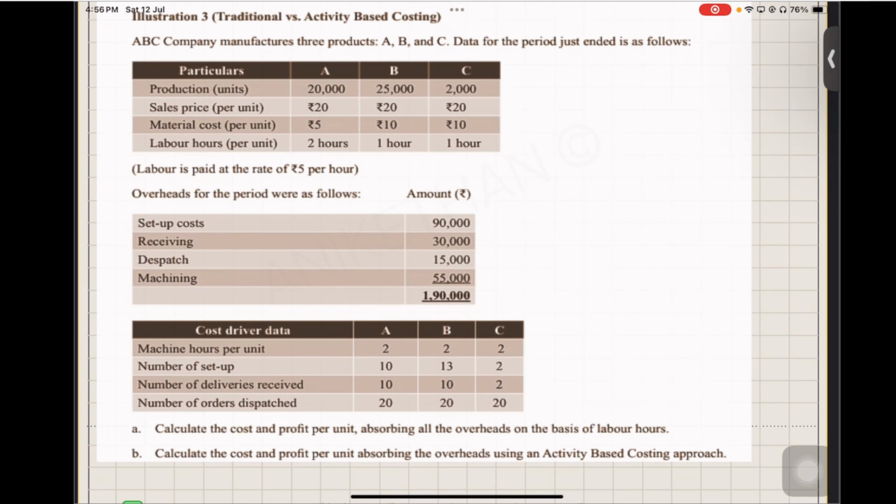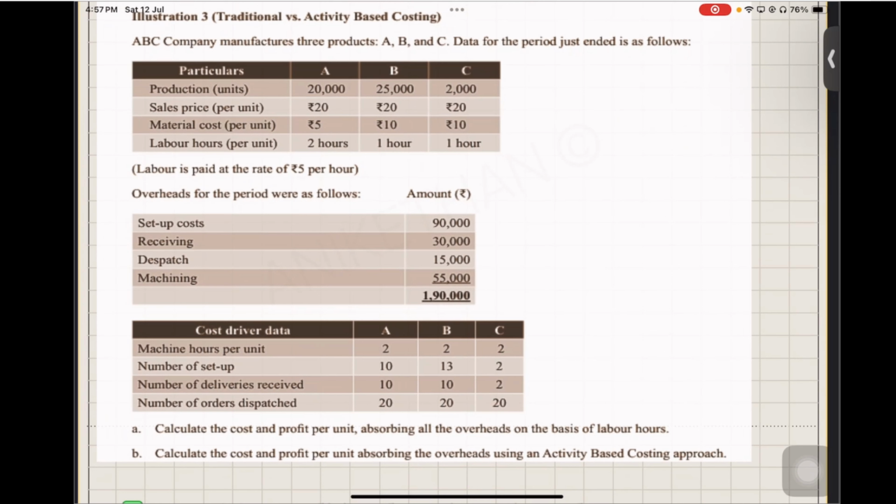And what is asked? Calculate the cost and profit per unit, absorbing all the overheads on the basis of labor hours. This is your typical cost sheet you have to prepare. First you have to calculate, start with direct material. So for product A, it will be 5 rupee per unit. Then labor hours is 2 hour and 5 per hour. So it will become 2 into 5, 10 rupee per unit.